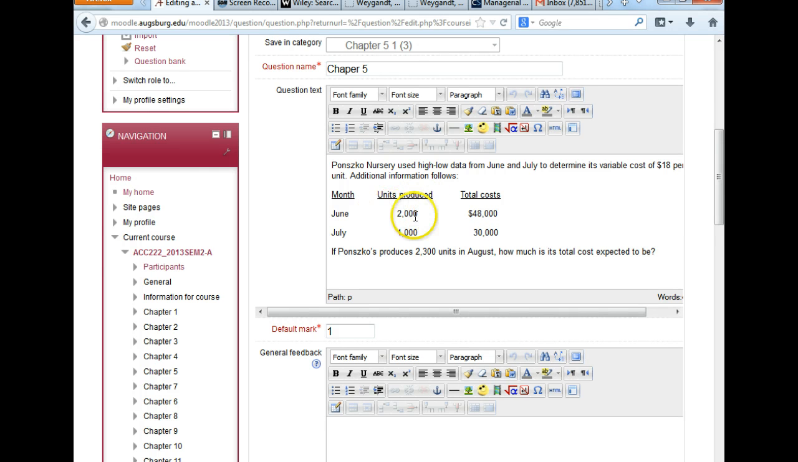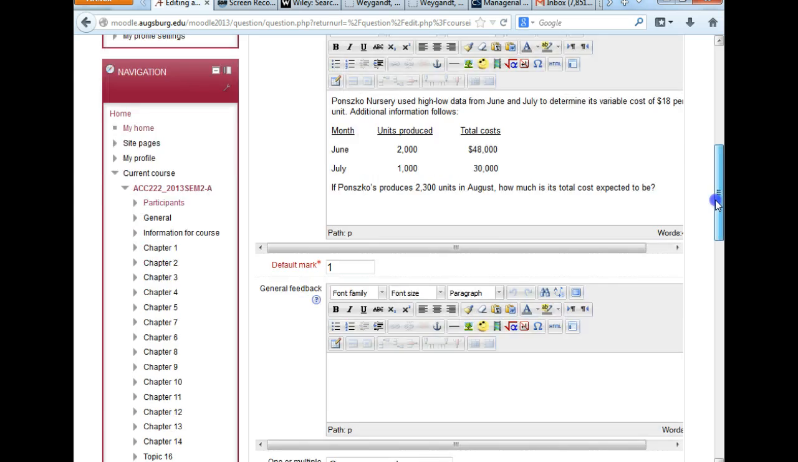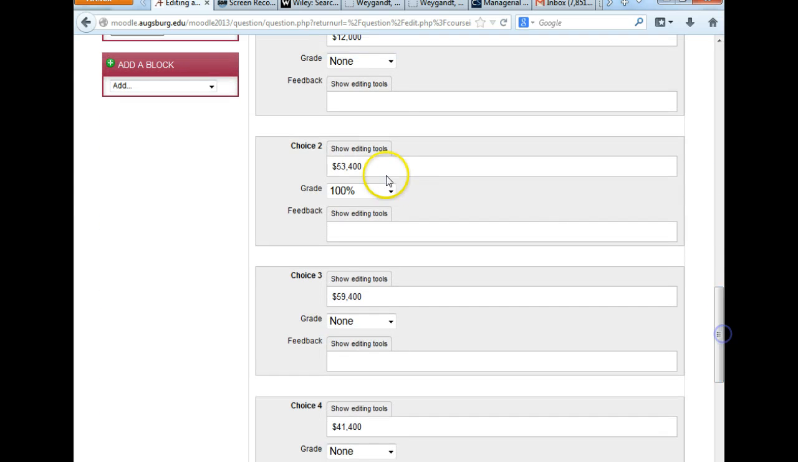Let's look at June. 2,000 units at $18 a unit is how much? 36? So what does that mean our fixed costs are? 12,000. Let's just do it again. If we have 1,000 units here at $18, what does that mean our variable costs are? 18,000. What does that mean our fixed costs are? 12,000. So in determining this, Ponsco produces 2,300 units, would we take 12,000 as our fixed, and then would we take this 2,300 units times 18? And the combination, would it be 53.4?